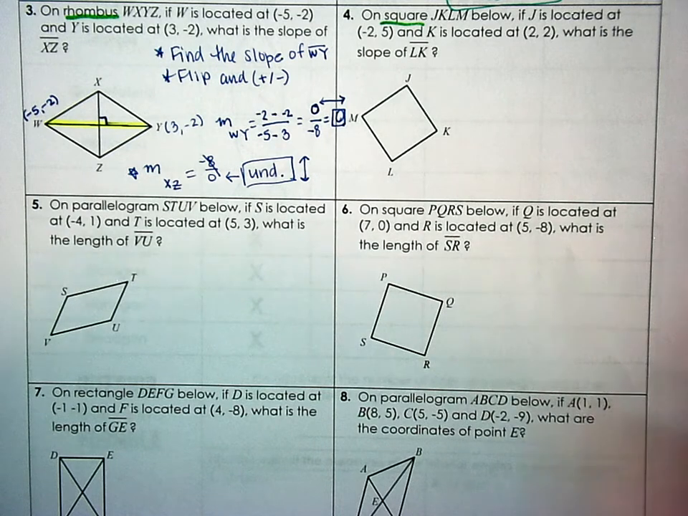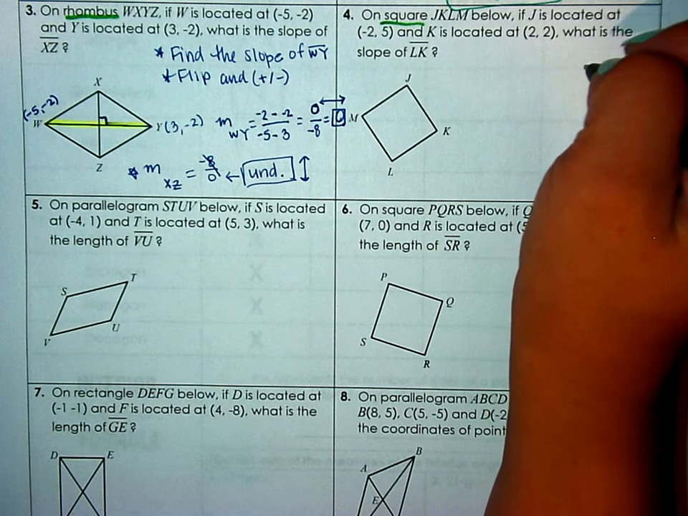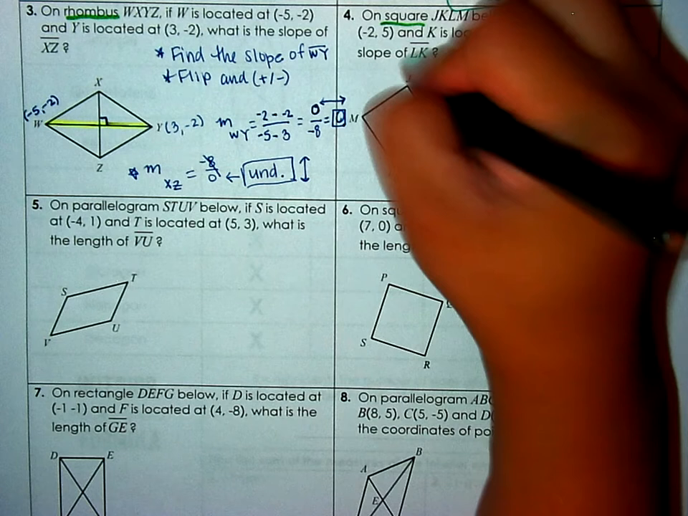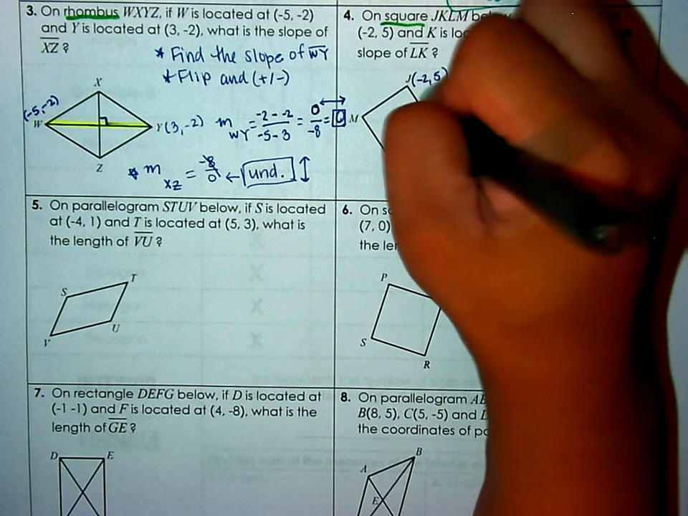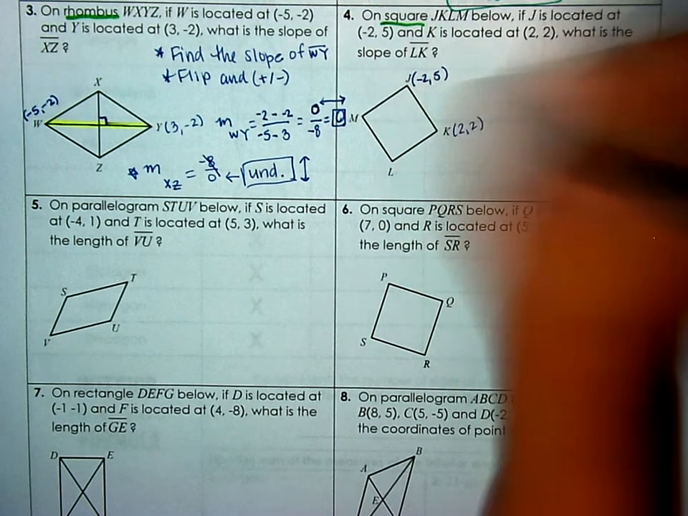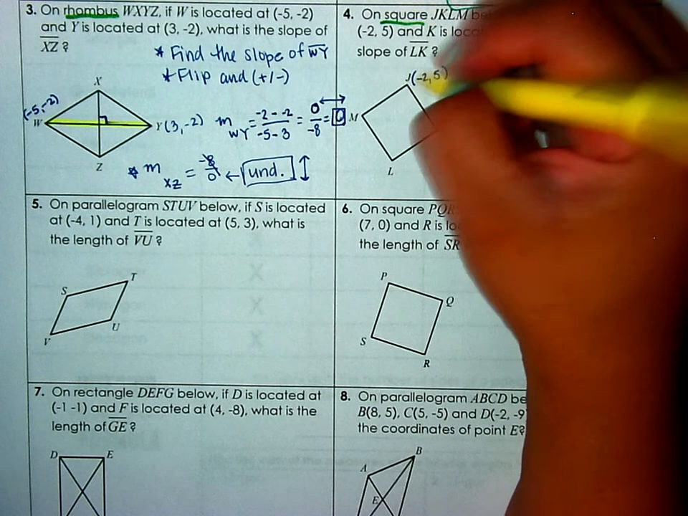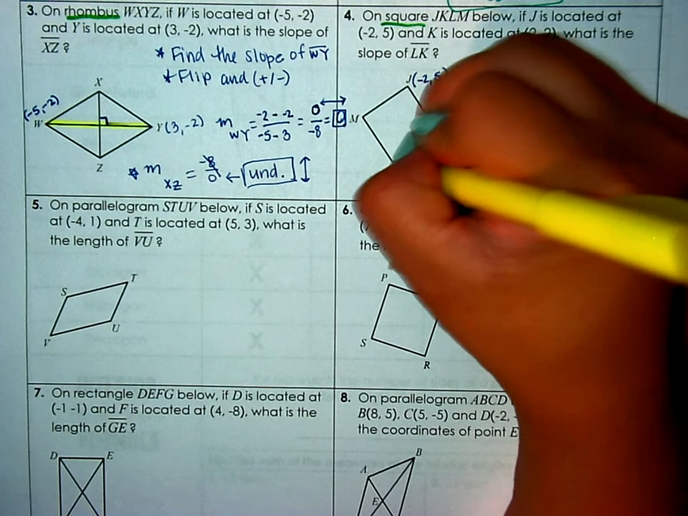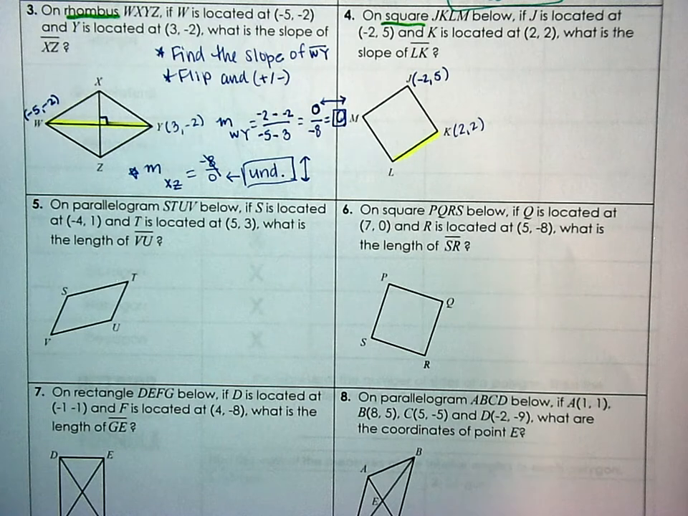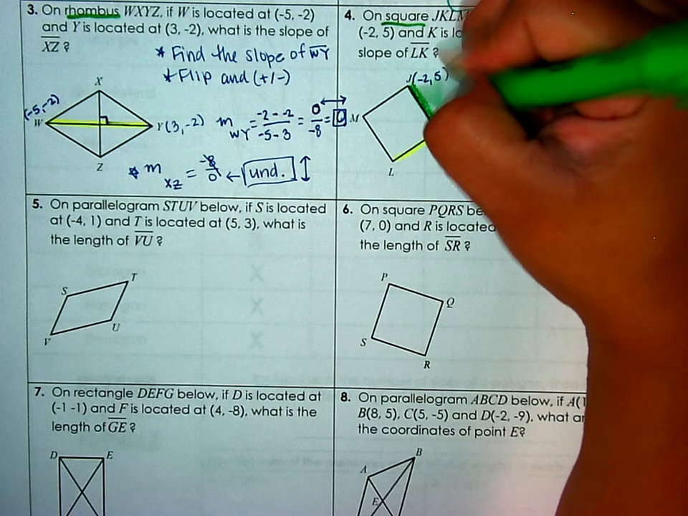Okay, we're going to write in the values. J, K, L, M is the square. If J is located at -2, 5, and K is located at 2, 2, what is the slope of LK? Okay, so LK is this one. That's the one they want us to find. Here is the 2 points that were given, this side.